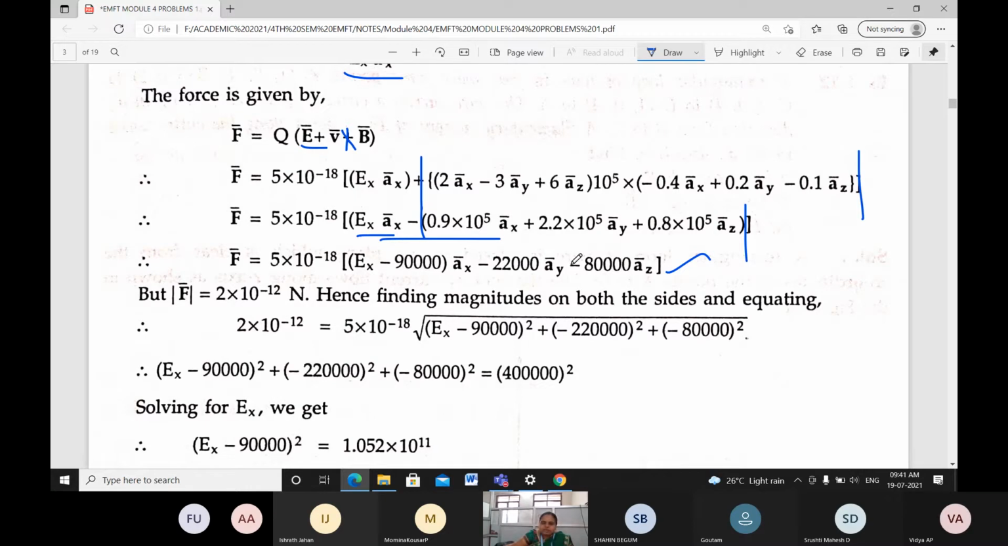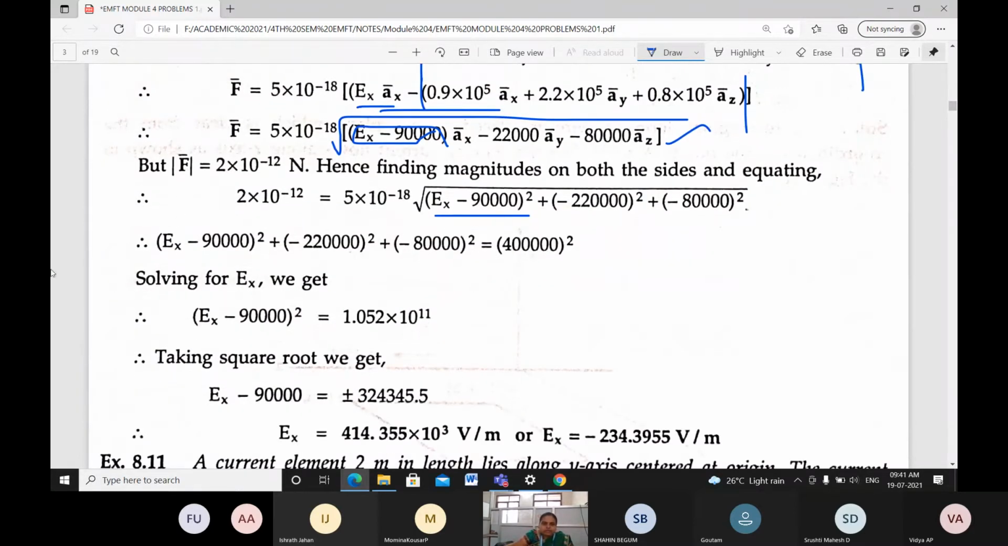Hence finding the magnitude on both sides, it's going to be 2 into 10 raised to minus 12 equals, here it is a varying function. For that reason take the magnitude of this whole part. This you will be considering as 1 unit. For that reason (Ex minus 90,000) square plus (minus 22,000) square plus (minus 80,000) square. Then go with the calculation. If we want what is our Ex, that you have to keep here. Then go on solving for this.